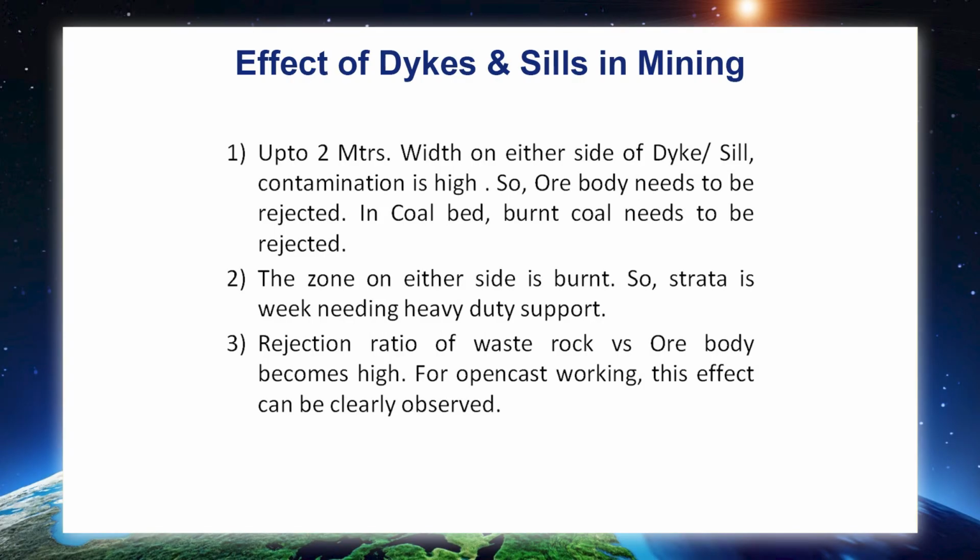So, it is impurities, it has to be taken out, okay, or it has to be left as a support in the mining throughout its life. So, the ore body needs to be rejected in that portion. In coal bed, burnt coal needs to be rejected. When the dike is going in the coal seam, both sides up to 2 meters, 3 meters width, the whole coal is getting burnt. So, 3 meter this side, 3 meter this side, 6 meter of burnt coal will be found, that has to be rejected. Leave it as a support to the roof of the coal mines.